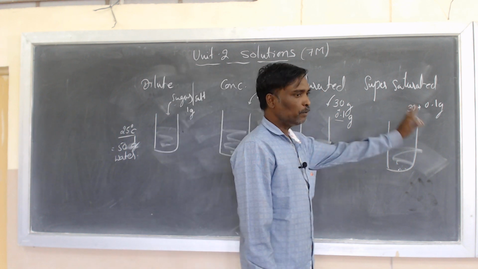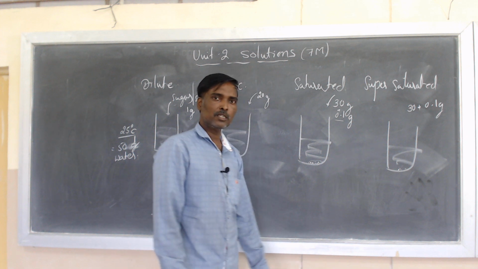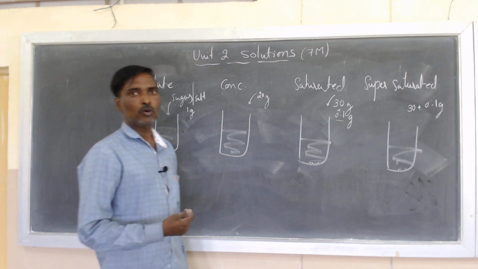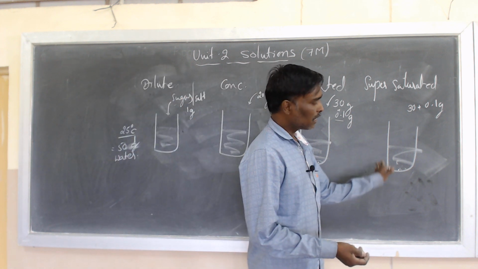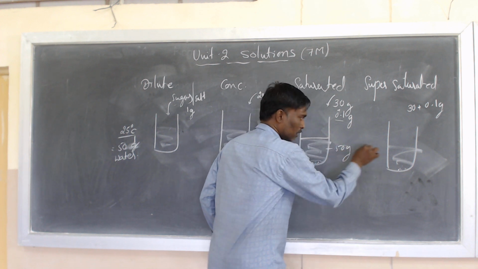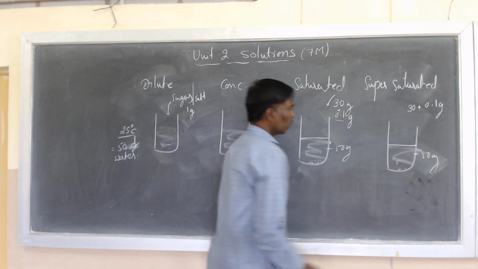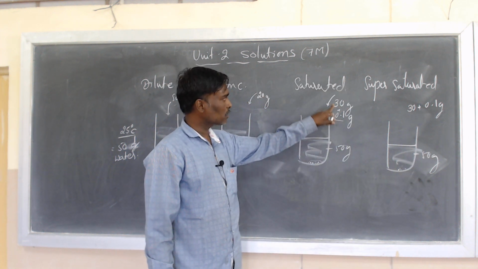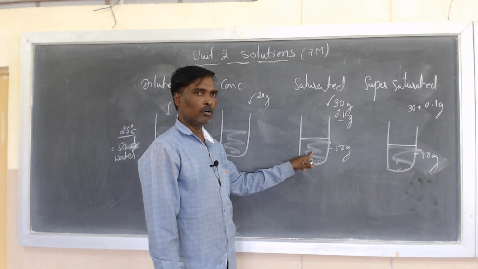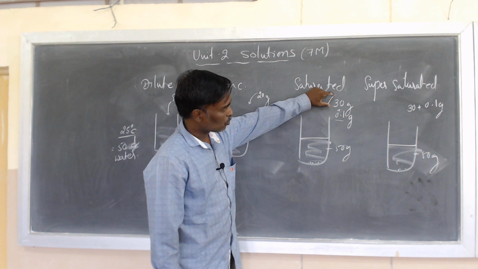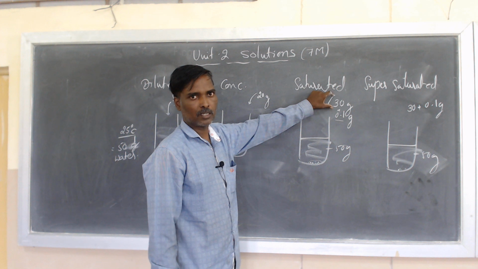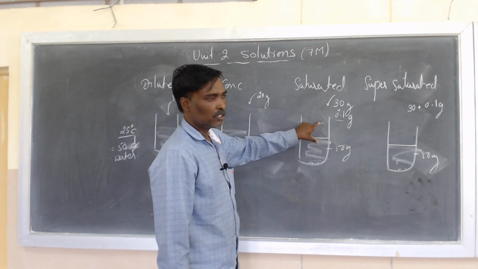Now supersaturated solution. Supersaturated solution means more quantity of sugar, or more solute, is dissolved in the same amount of solvent. Here is 50 grams of water, here also 50 grams of water, but the maximum solute dissolved in this water is 30 grams. If you add 0.1 gram, it gets settled, it will not dissolve. Not more than 30, so it is saturated.